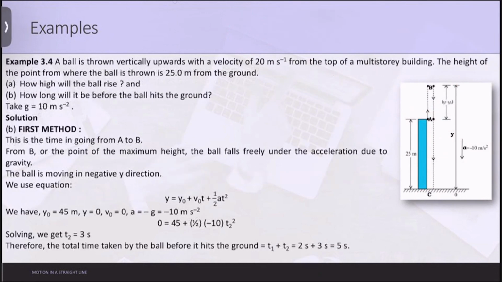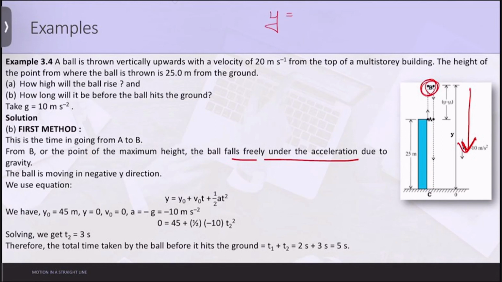After this, this is the time going from A to B, that is 2 seconds. Now from B, what will happen? At the point of maximum height, the ball falls freely, which I just explained. So only acceleration due to gravity would be acting on it. Now the ball is moving in the negative y direction, quite evident. Okay, so now let us use this equation.